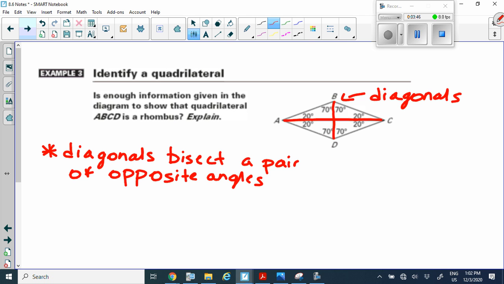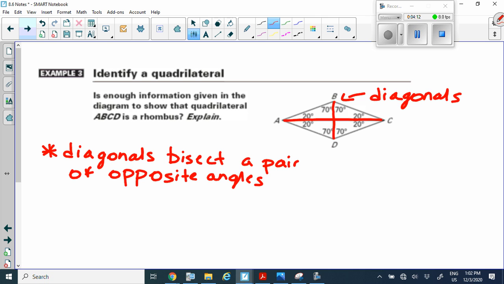Okay, so now we are going to figure out, when we are looking at this, does anything else talk about diagonals bisecting a pair of opposite angles? Okay. So we see diagonals bisect each other, but that's not bisecting opposite angles, okay? Well, we look at everything else, nothing really says that diagonals bisect a pair of opposite angles.